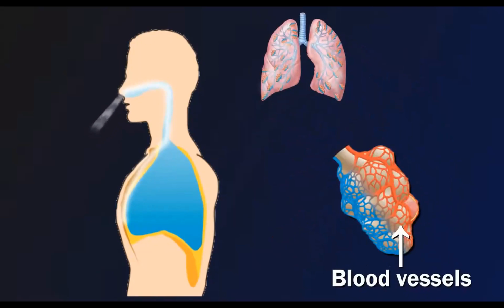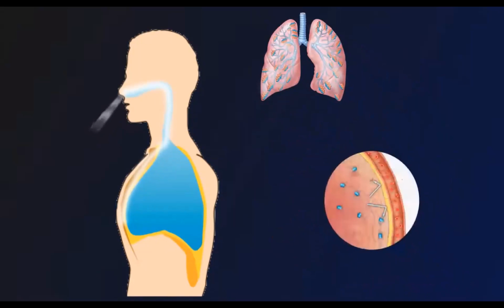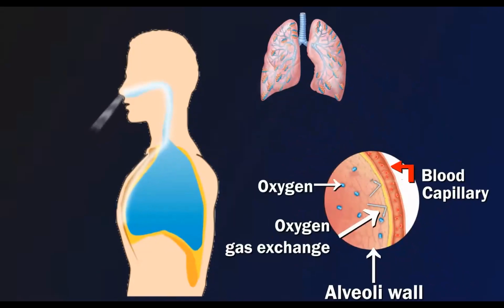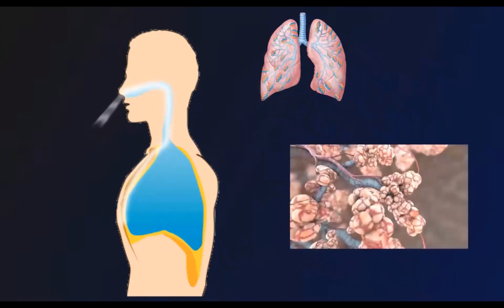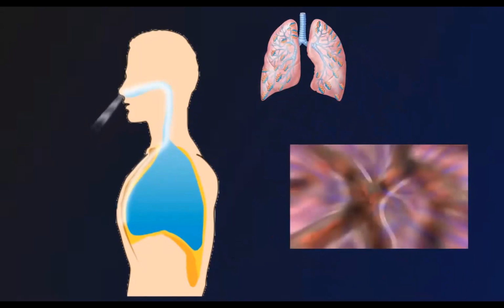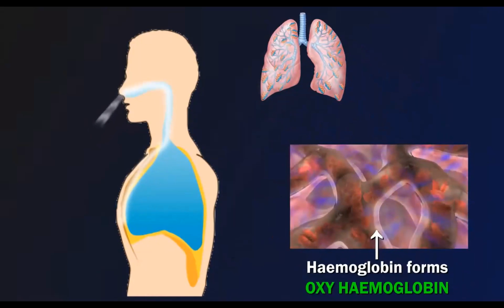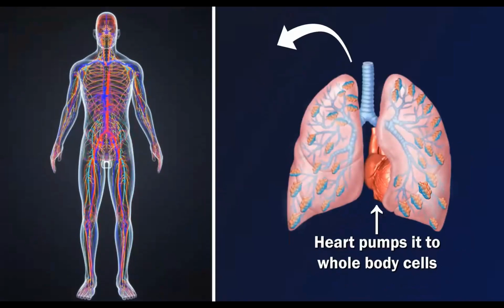Alveoli are covered with a large number of blood vessels and due to diffusion, only oxygen gas passes into the blood vessels and all other gases stay in the alveoli. Inside the blood vessel, oxygen combines with hemoglobin present in the blood to form oxyhemoglobin. This compound then reaches the heart which pumps it to different cells in the body.